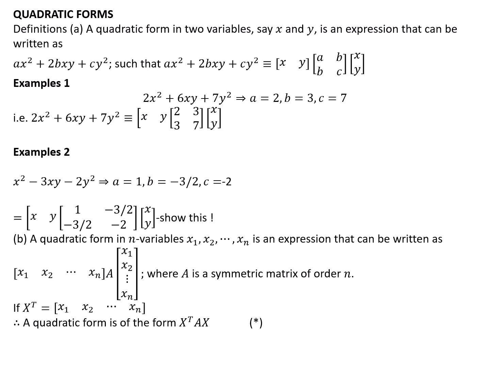I hope that one is clear enough. Then let's look at another example where you have the quadratic equation as x squared minus 3xy minus 2y squared. From what you have here, compare the equation with the standard quadratic form, which is ax squared plus 2bxy plus cy squared.